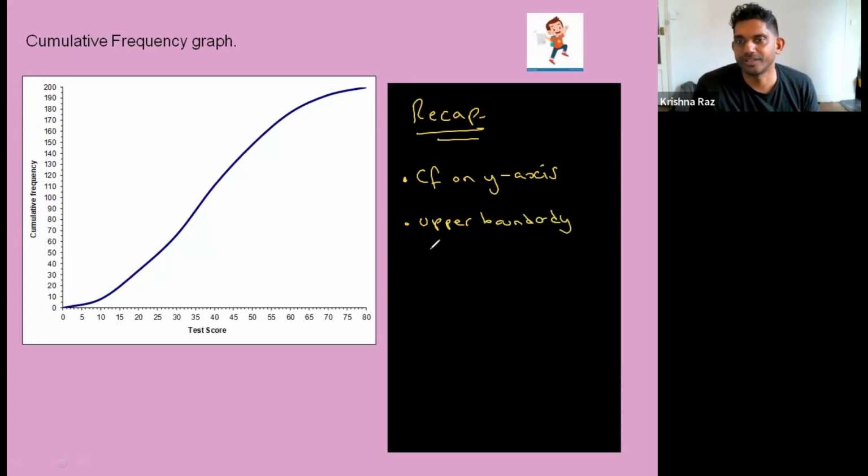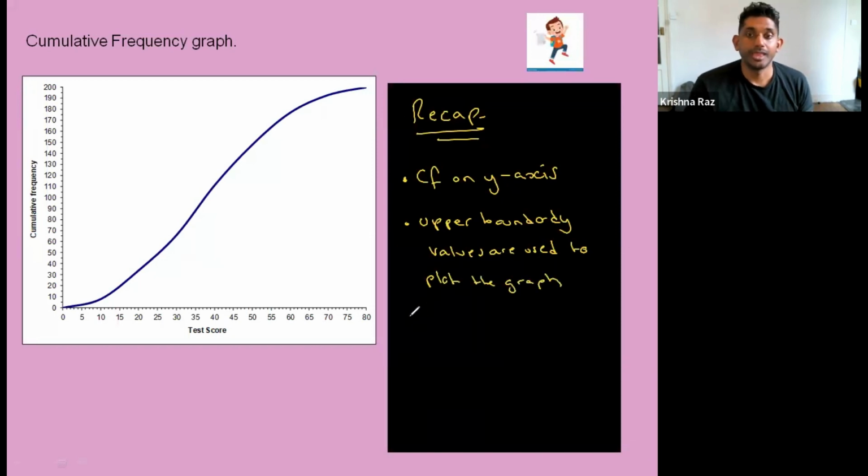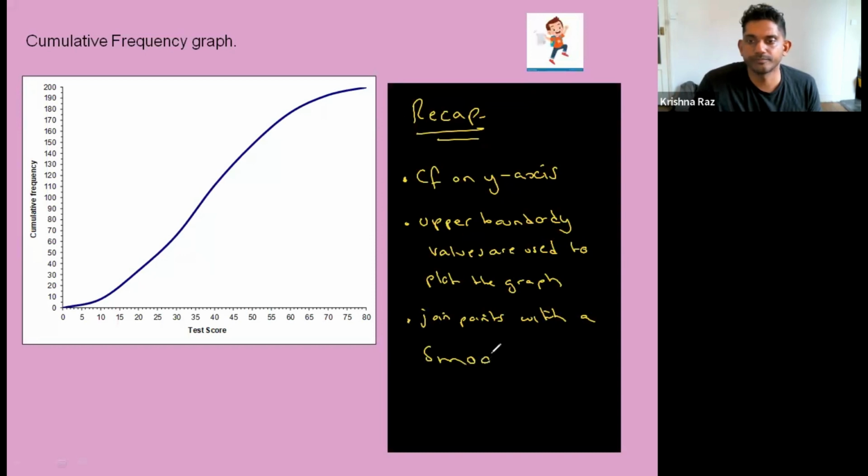So upper boundary values are used to plot the graph. And we join the points with a smooth curve. So that is cumulative frequency graphs, and I'm going to extend that onto box and whisker diagrams.